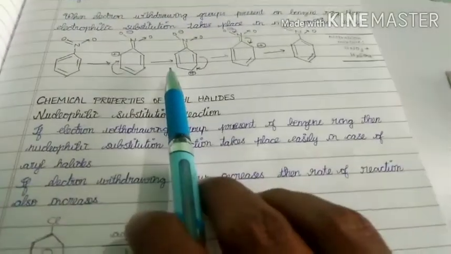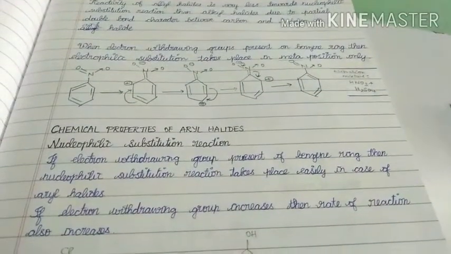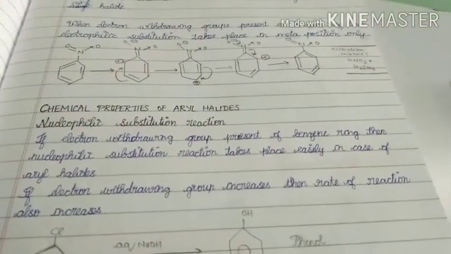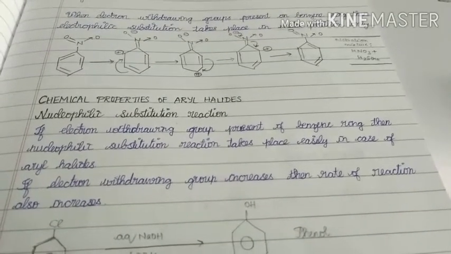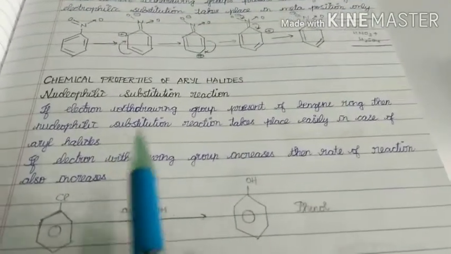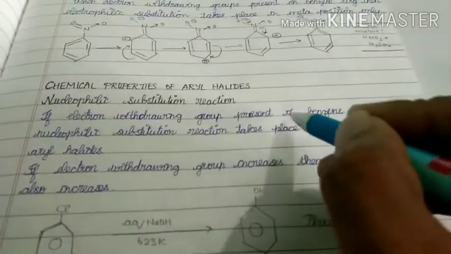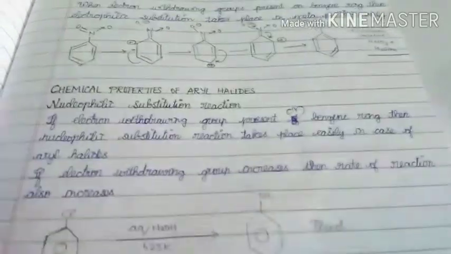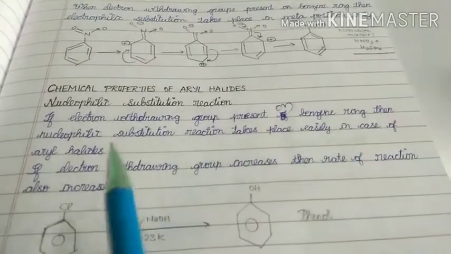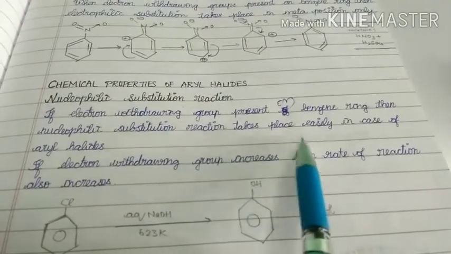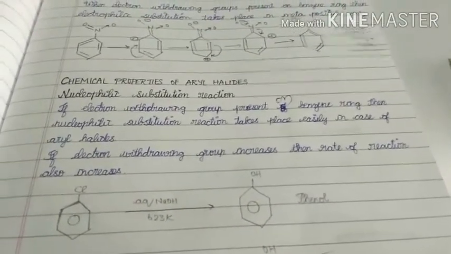Just now we discussed nucleophilic substitution in case of aryl halides. That is somehow less. Somehow less means reactivity is somehow less in case of aryl halides due to partial double bond character between carbon and halogen. If an electron withdrawing group is present on the benzene ring, then nucleophilic substitution reaction takes place easily in case of aryl halides. This is a very, very important point.